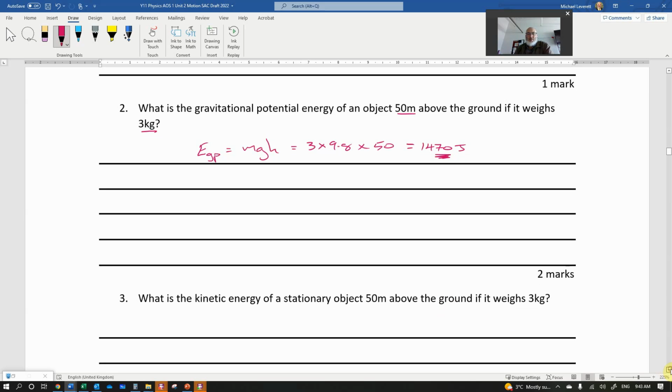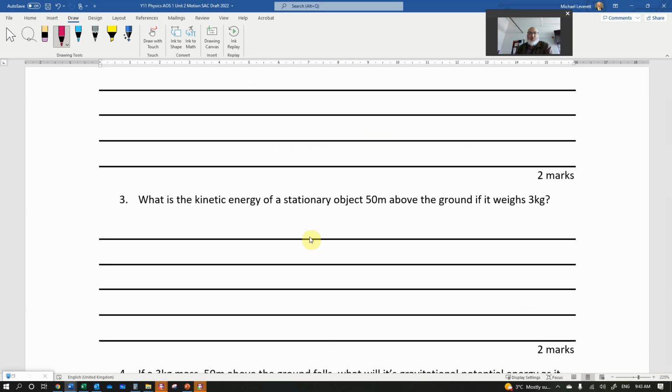Next part, what's the kinetic energy of a stationary object 50 metres above the ground if it weighs 3 kilos? So its kinetic energy is to do with moving, but it says stationary, so therefore V equals 0. So the formula is EK equals a half mv squared, but if V is 0, then we must have 0 joules of energy, 0 joules of kinetic energy.